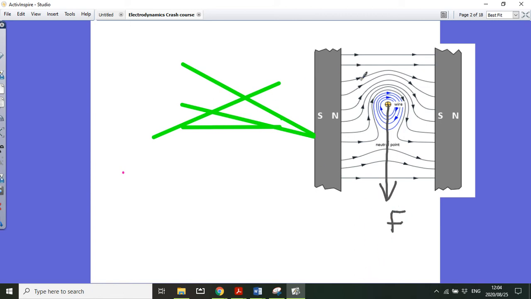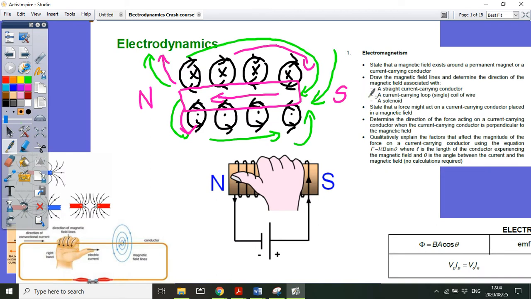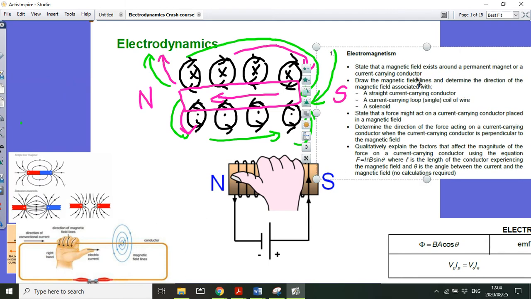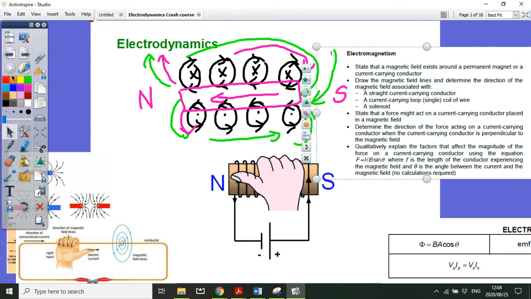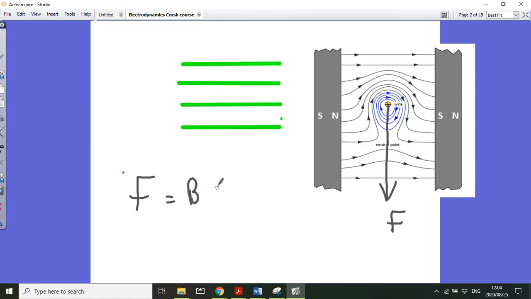Now they can ask you how we can increase the force acting on this wire, and you have an equation for this in the SAGS document that I haven't really referred to, but you know all of these are based on the SAGS, so you will always see them here somewhere on the side. So here you will see that you get an equation: F equals BIL sine theta. Now if you look at that equation, F equals BIL sine theta.